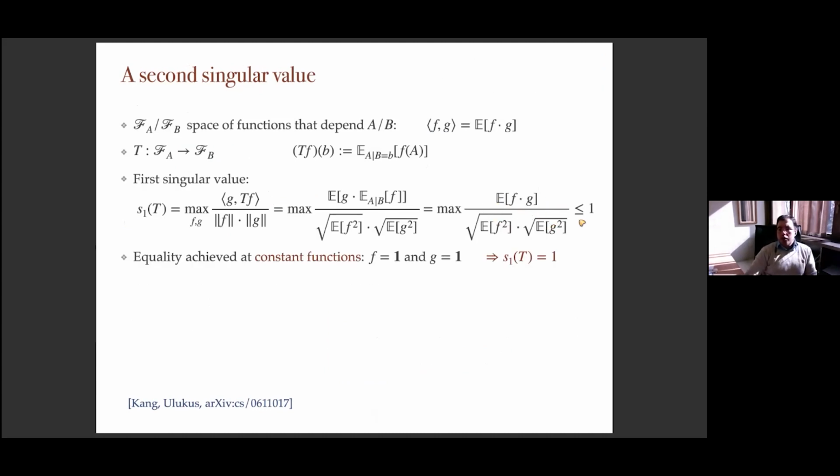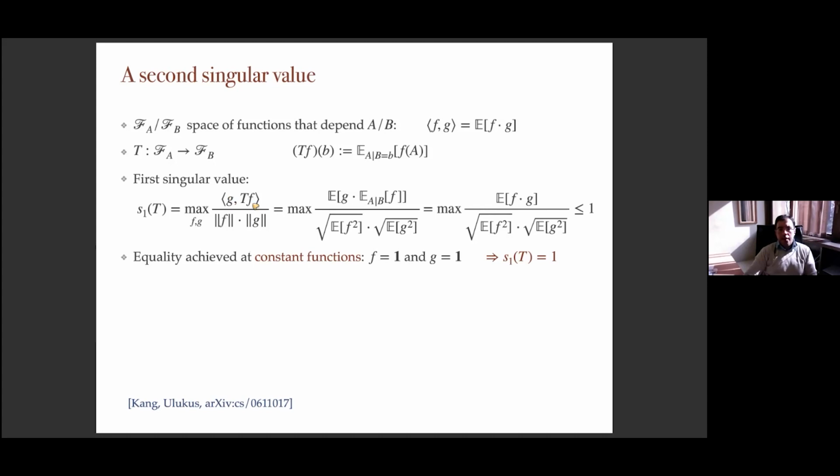Again, by the Cauchy-Schwarz inequality, that's at most one. This is essentially the inner product between F and G, and then I have the norm of F and the norm of G. So this is at most one. This means that the first singular value is at most one.